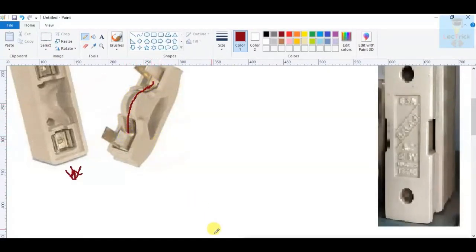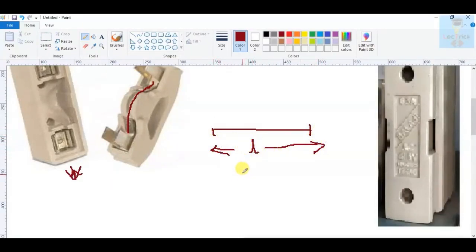One more thing, the length of the fuse wire depends on the voltage rating, and the current depends on the cross sectional area. Okay, I will draw this. This is a fuse wire which has length L.